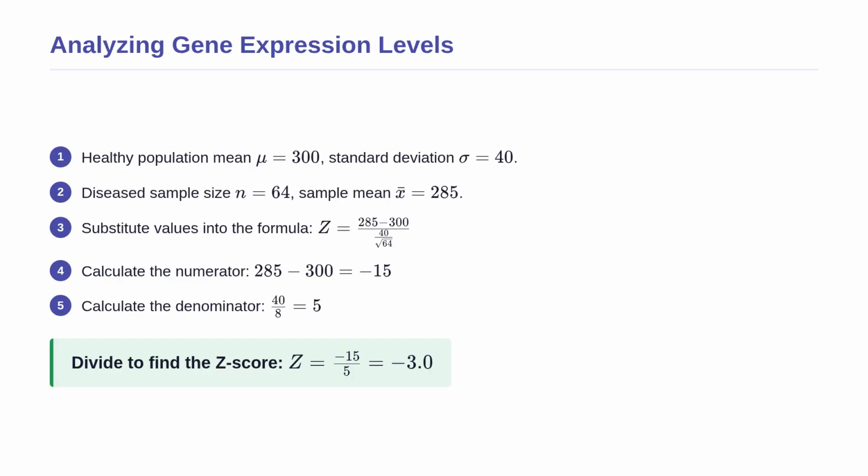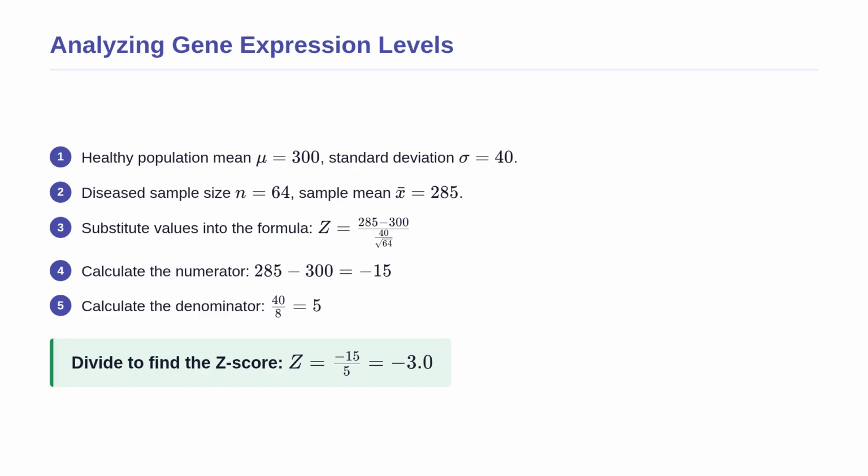Let us look at another critical example in computational biology. Researchers are studying a gene that produces an average of 300 RNA transcripts in healthy individuals with a standard deviation of 40. A sample of 64 cells from a diseased patient shows an average transcript level of 285. Is this drop significant?